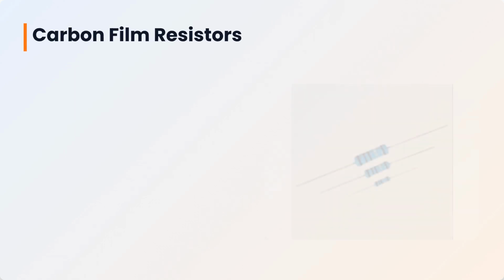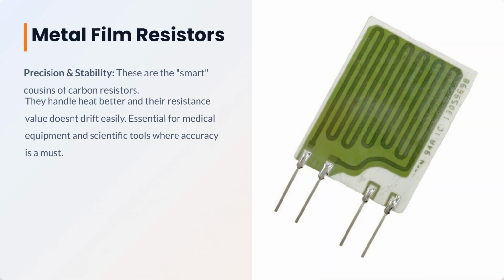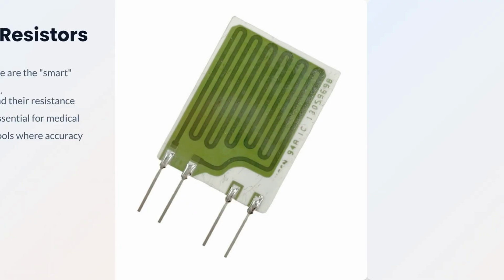Carbon film resistors are the most common type, found in almost every household electronic device. They are cost-effective and available in a wide range of values. Metal film resistors are the smart cousins, offering precision and stability. They handle heat well, making them essential for medical equipment and scientific tools requiring high accuracy.